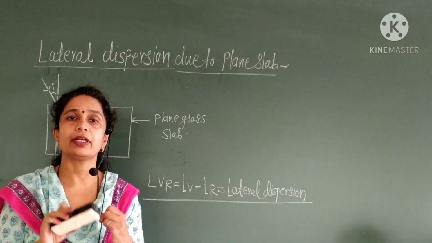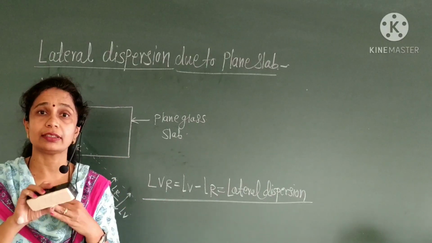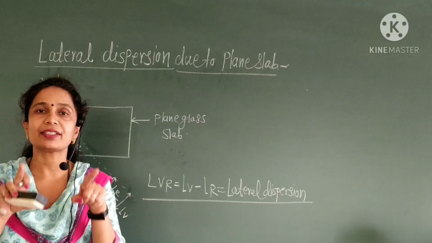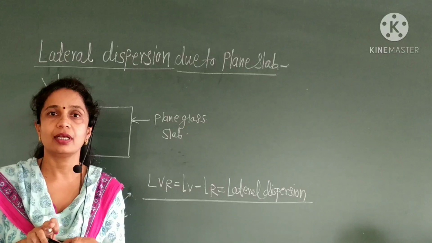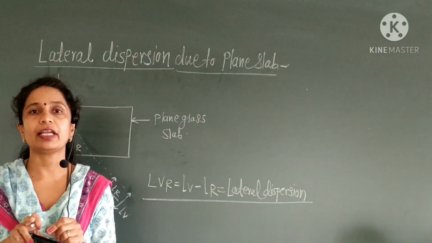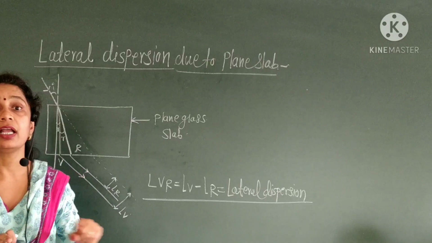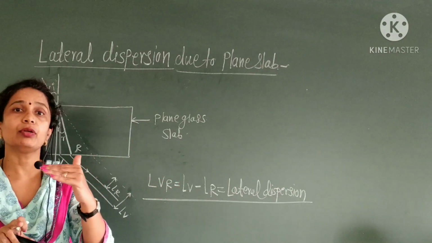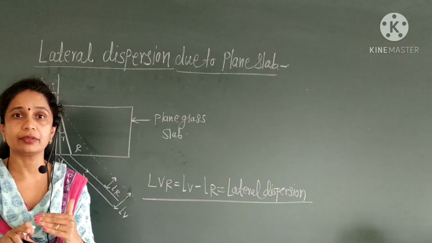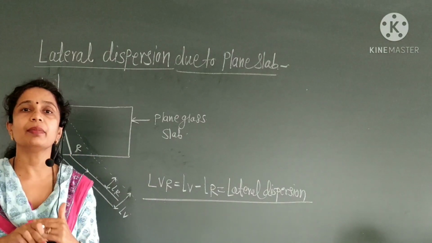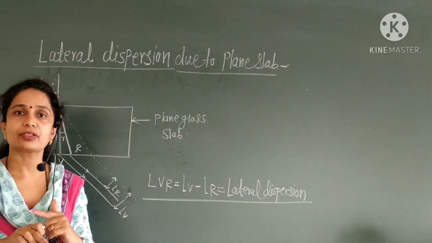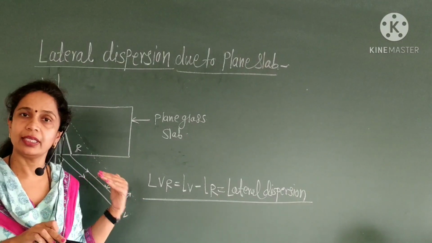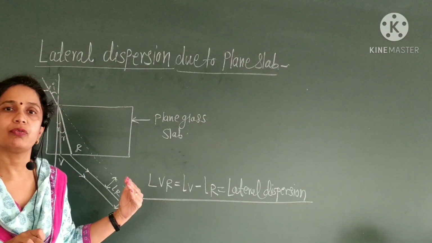The separation of white light into its constituent colors is called dispersion. Angular dispersion means the angular separation between the two extreme colors in a dispersed beam of light. And lateral dispersion means the perpendicular distance between the incident rays and emergent rays. Okay, then let us see the prism formula.